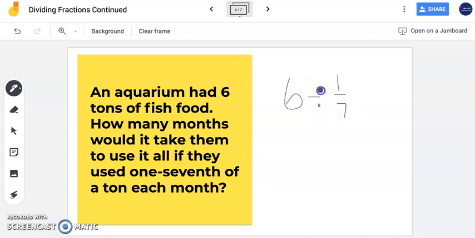So now you could choose to draw a model, you can use a number line, whatever you would like. You might also recognize, well, I'm going to take 6 and I'm going to multiply by the reciprocal of 1/7, which is simply 7. So 6 times 7 equals 42 as your final answer. So how many months would it take them to use it all? If they use 1/7 of a ton each month, would be 42 months.